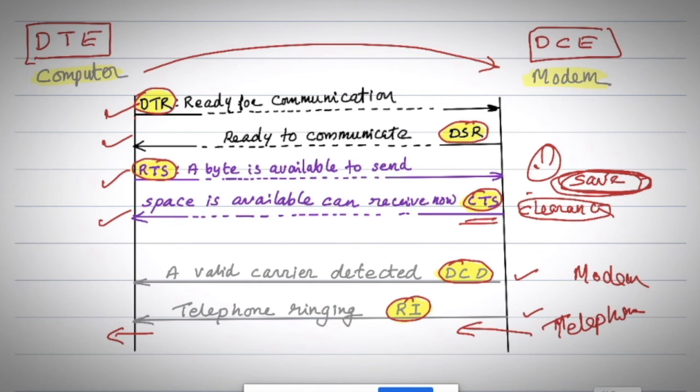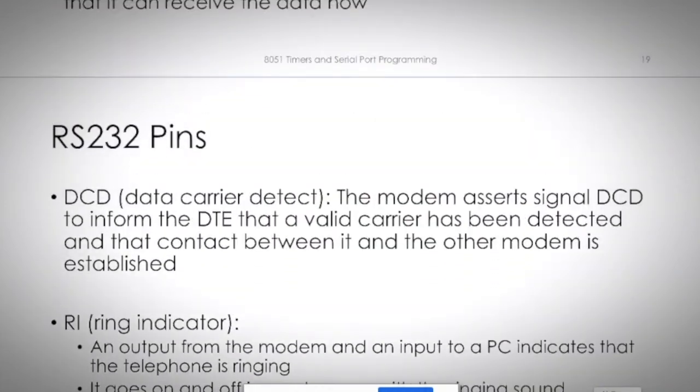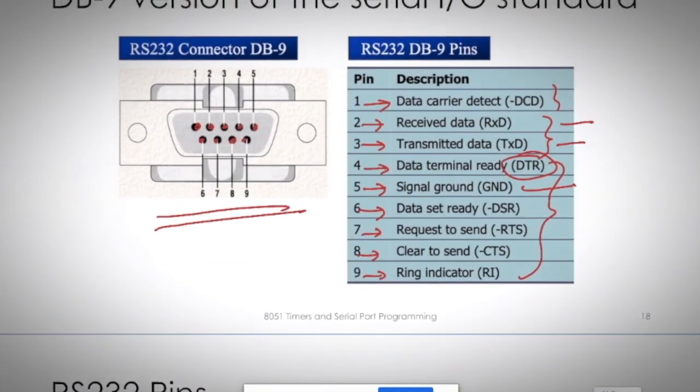That means we will be only talking about RXD and TXD signals. So how many pins have I explained here? 1, 2, 3, 4, 5, 6 pins I have explained here. What is pending is the explanation of these pins. DCD, data carrier detect, we have seen.